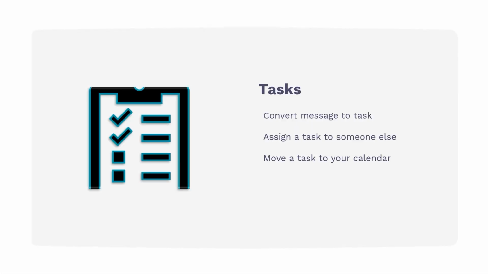Welcome back. Now that we've taken a look at some really nice calendar tools and tips, let's take a look at some tools and tips for our task app as well. We'll take a look at how we can convert a message to a task. We'll take a look at how we can assign a task to someone else. And sometimes we need to go ahead and actually move a task to our actual calendar. So I'll navigate over to my Outlook and we'll take a look at some of these options.